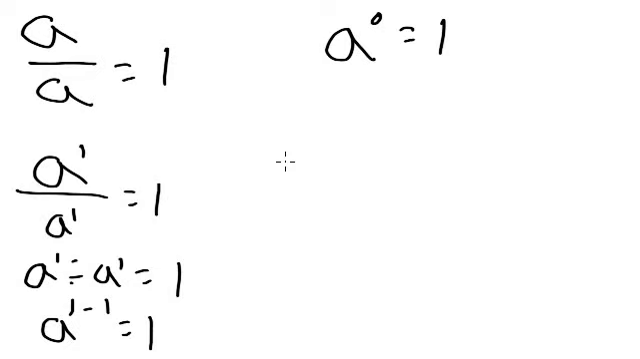Since A can be anything, we can clearly conclude that any number raised to the power of 0 is indeed equal to 1. Now you know why anything raised to the power of 0 is equal to 1 in mathematics.